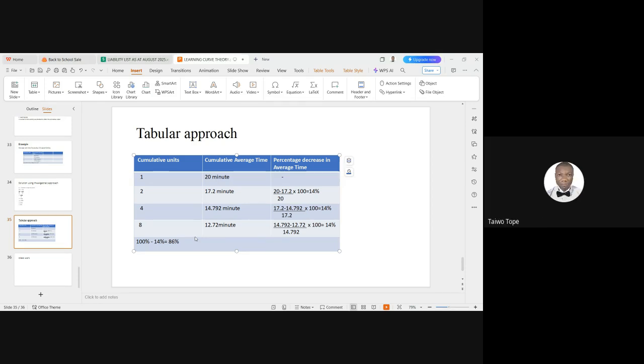Madam Linda, are you still not clear? I'm still getting 19. Okay, madam, what's your reason? Once you do 20 minus 17 point something, then you divide it by 20. Don't put the formula at once. Do 20 minus 17.2, then equals, then divide by 20, then multiply by 100.